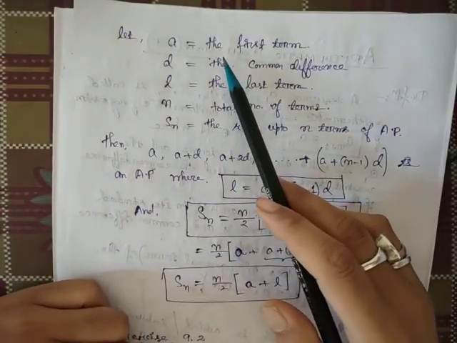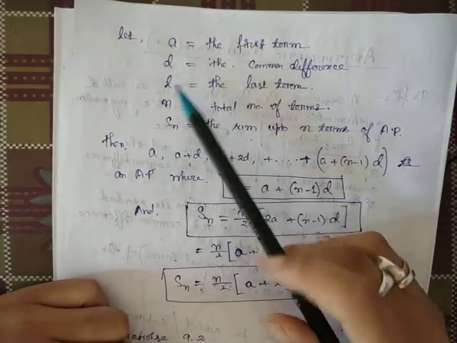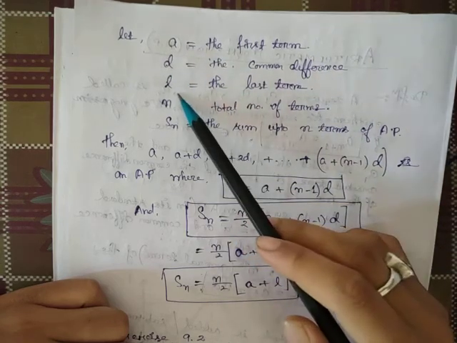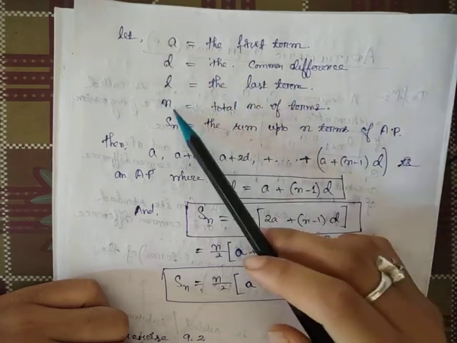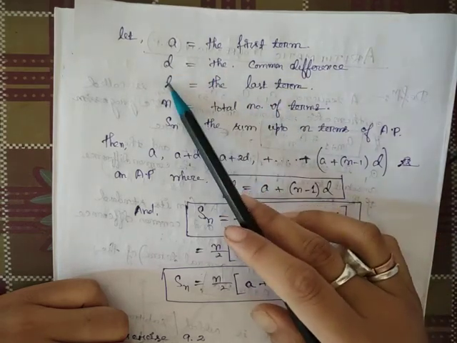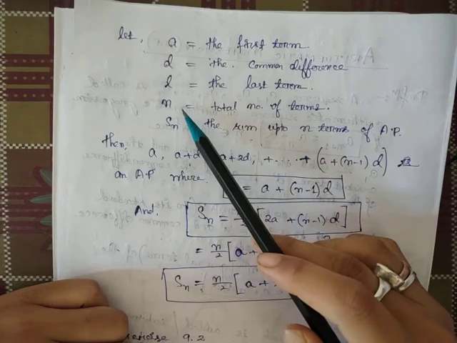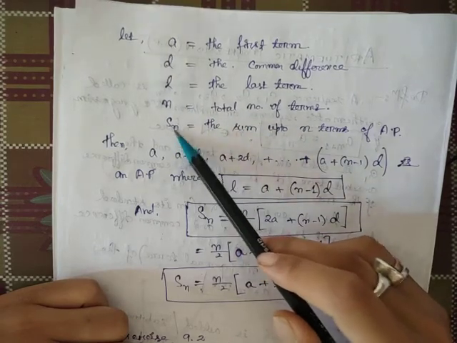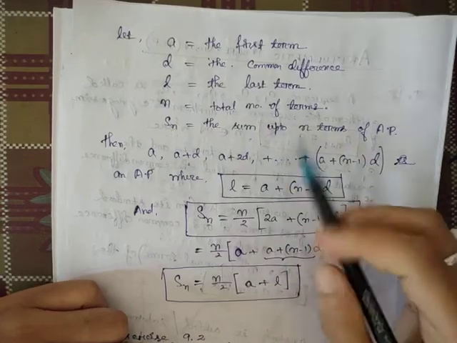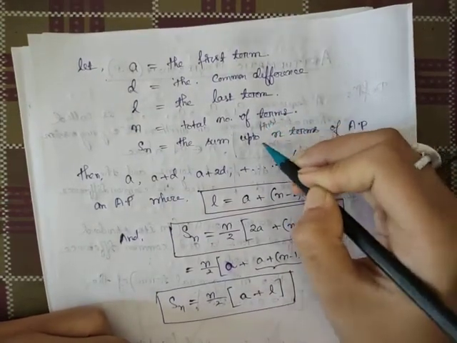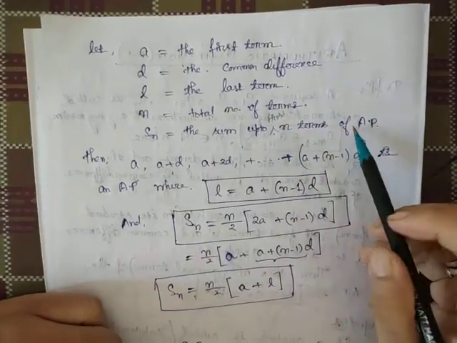So now here we have, let a be the first term, d be the common difference, l be the last term, n the total number of terms, and Sn is the sum up to the first n terms of an AP.